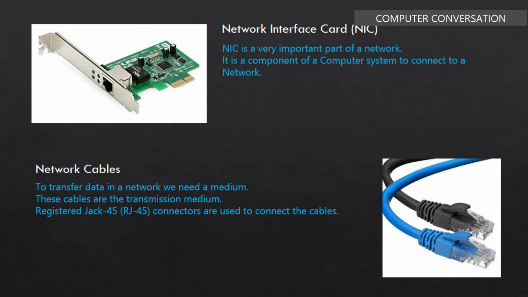First is the network interface card. NIC is a very important part of a network. It is a component of a computer system that is used to connect to a network. Second is network cables. To transfer data in a network, we need a medium. These cables are the transmission medium. RJ45 connectors are used to connect those cables.